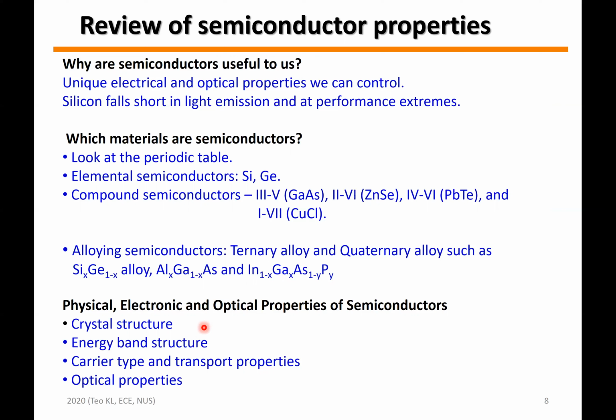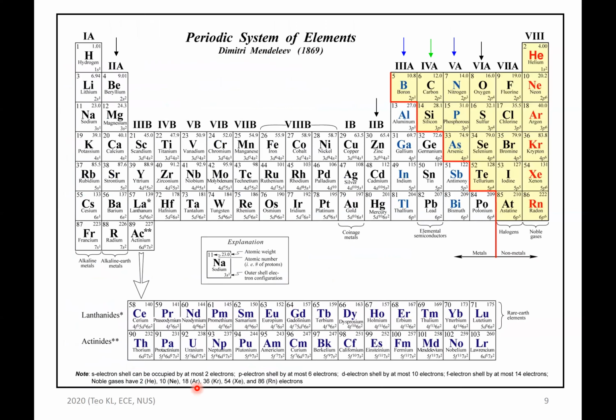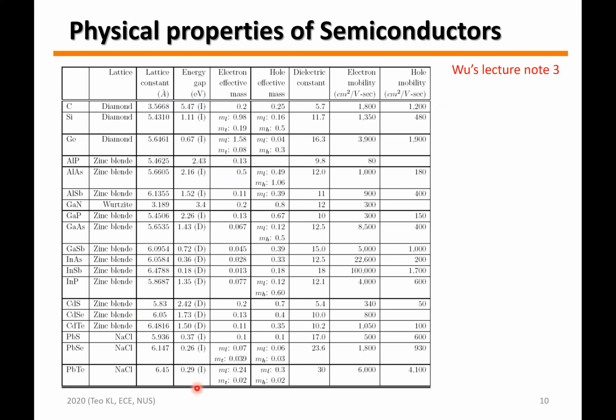In the first part of the course, Professor Wee Hong has discussed the physical property, that is the crystal structure, and also the electronic property, the energy band structure, and the related carrier type and the transport property. Here, we will focus more on the optical properties of semiconductors. This is the physical property of semiconductors, which I took from Prof. Wee Hong's lecture notes 3.